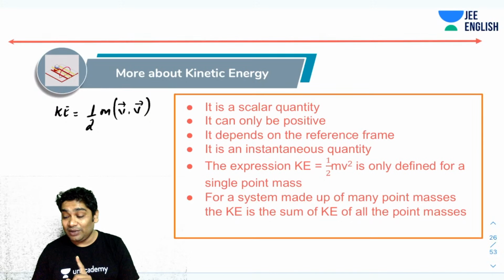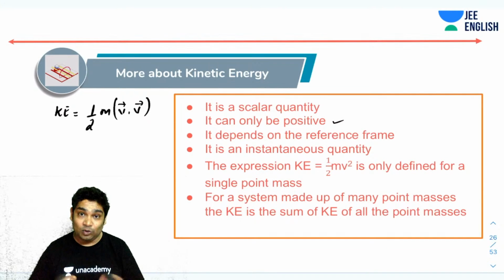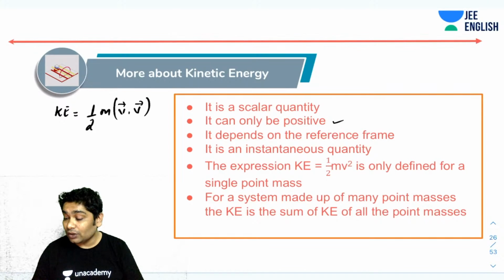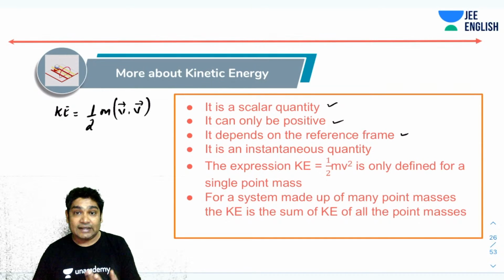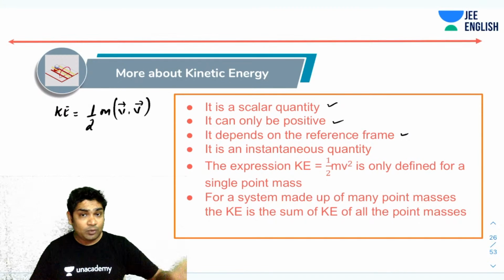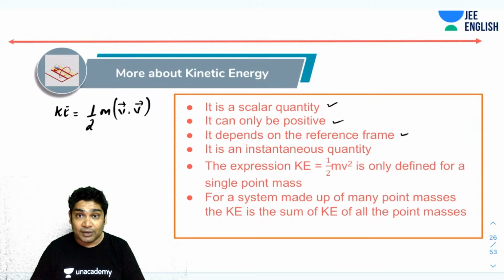Now this can only be positive. Okay. So I hope you realize v dot v is mod of v square. Mod of v square can only be positive. Kinetic energy can never be negative in any reference frame. Okay. So scalar, only positive. Depends on reference frame. Of course, it will depend on reference frame. Why? Your velocities depend on reference frame. So if you change your reference frame from ground frame to a moving frame, you will realize that the object's body's velocity would appear different, and hence its kinetic energy would also appear different.